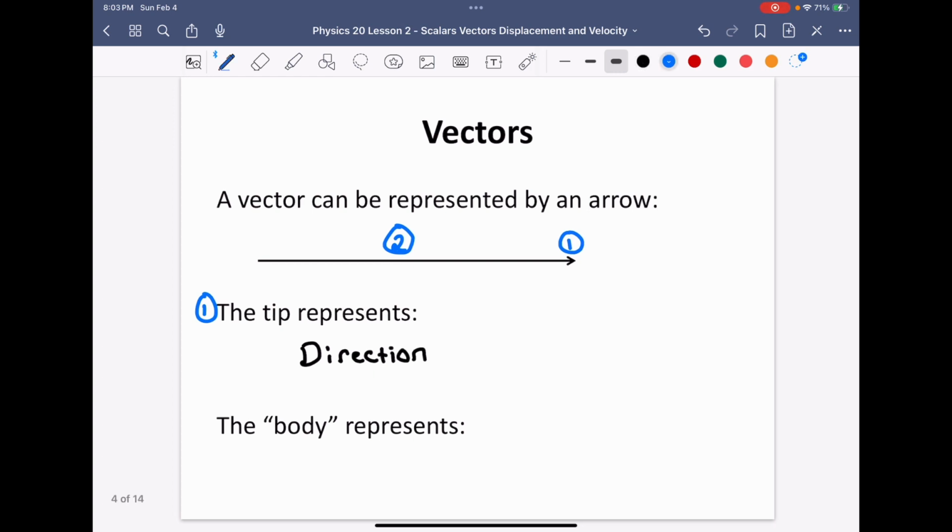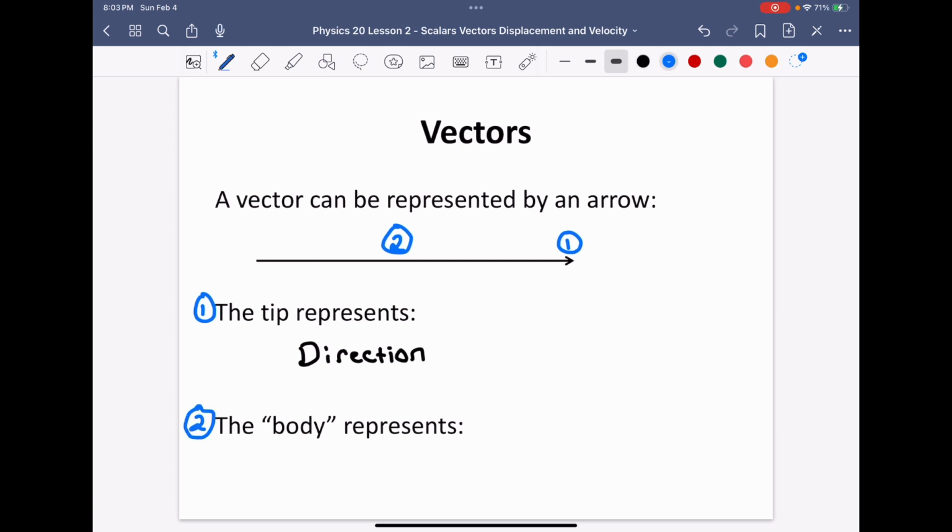Now for number 2, which represents the body, it's simply saying how much, or the overall magnitude of this thing. So in really, really specific terms, it's the magnitude. And then in brackets, I'm just going to say how much, because remember, I want to make these things synonymous with each other. So we're going to try to tie these together as much as possible. The body represents the magnitude, or how much.